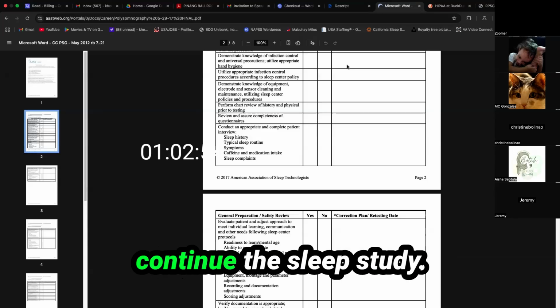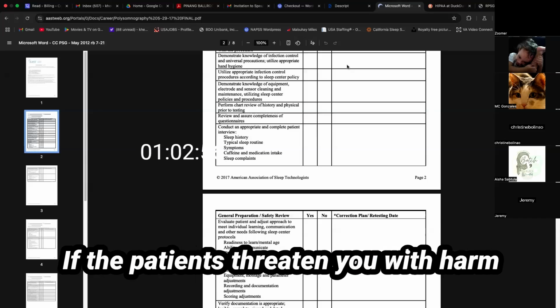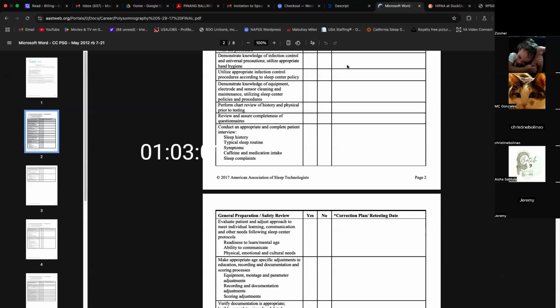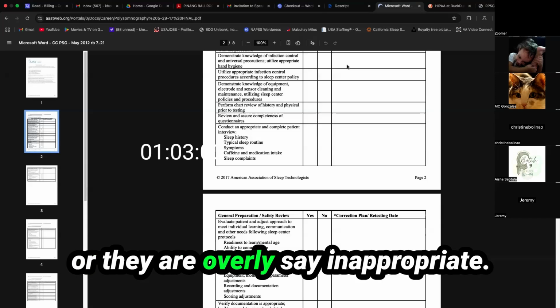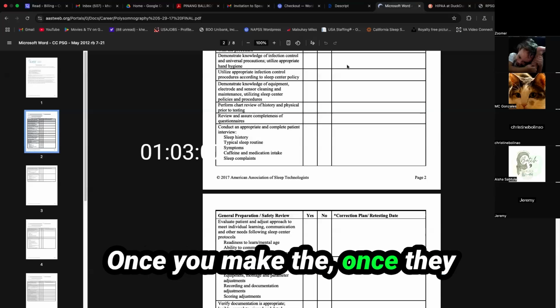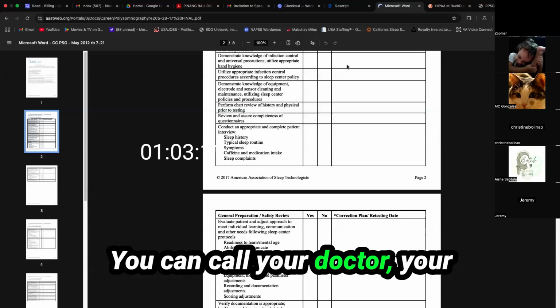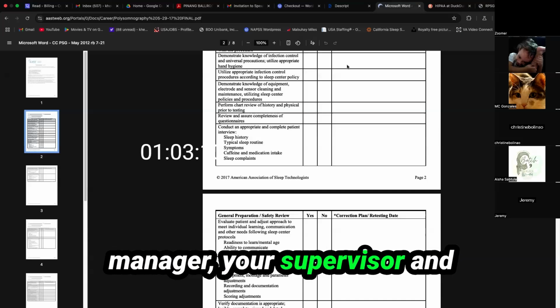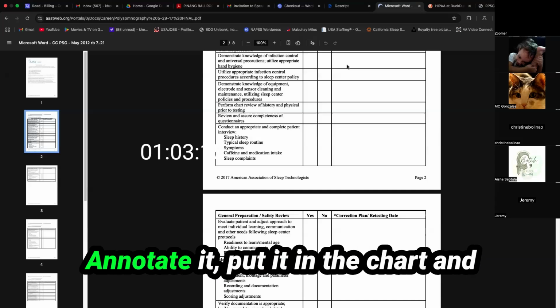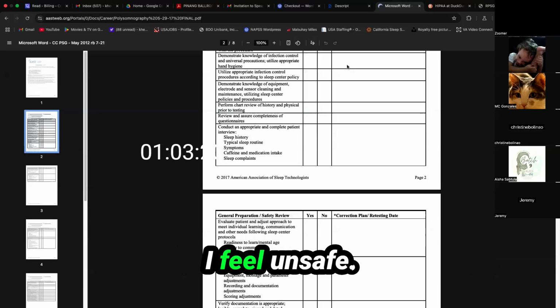You cannot continue the sleep study if the patients threaten you with harm or they are overly inappropriate. You have to stop the study. Once they make you feel uncomfortable, you can stop the study. You can call your doctor, your manager, your supervisor and say, "Hey, this is what happened." Annotate it, put it in the chart and say, "I don't feel comfortable anymore. I feel unsafe."